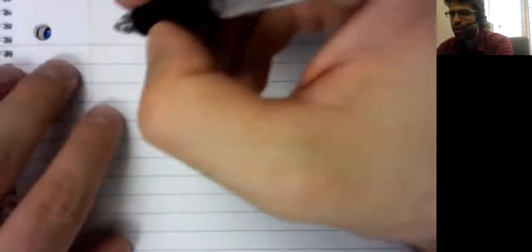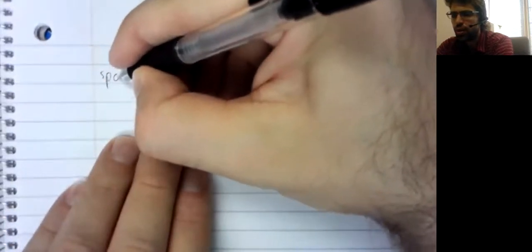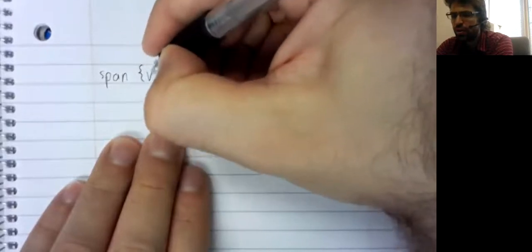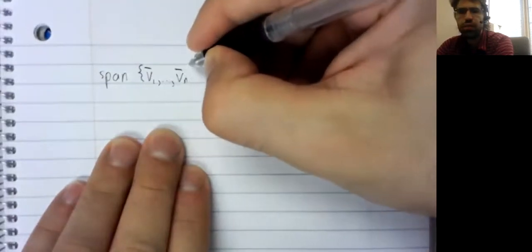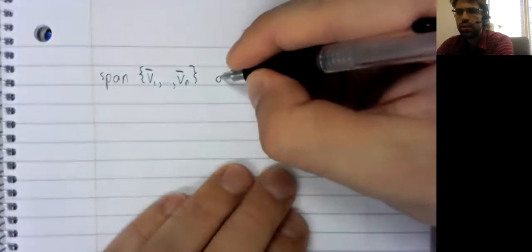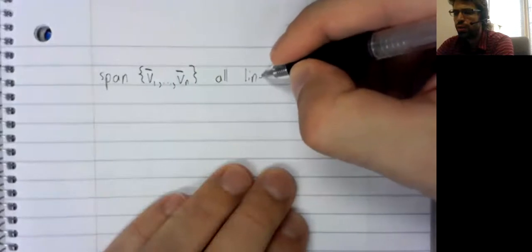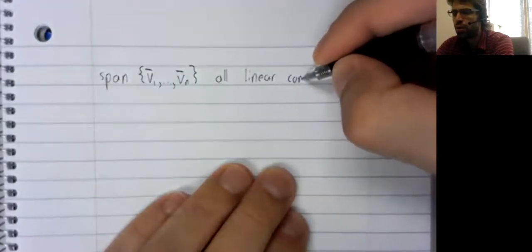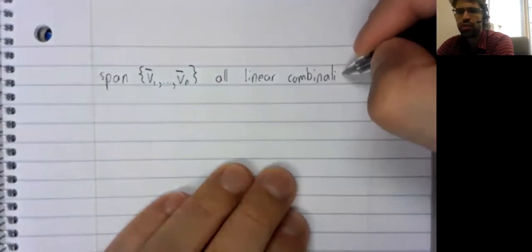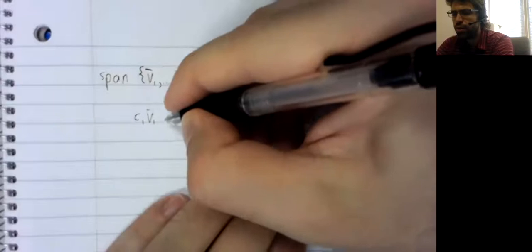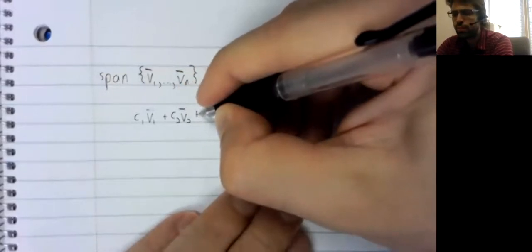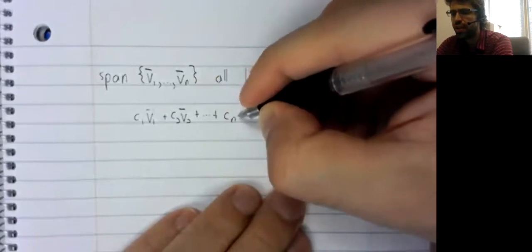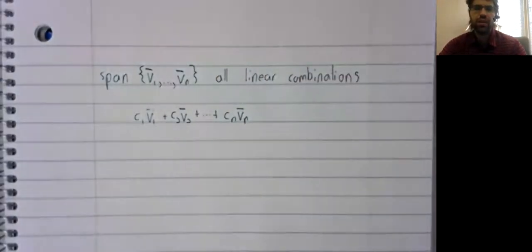Recall the following definition. The span of a set of vectors v1 to vn is the set of all the linear combinations c1 v1 plus c2 v2 up to cn vn.